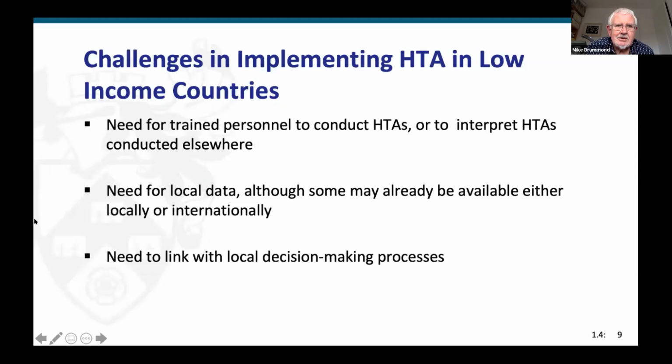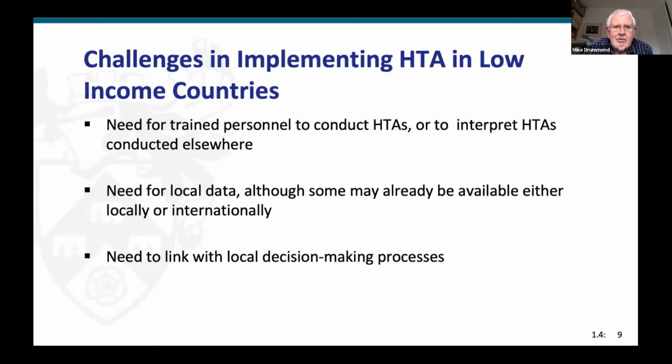Now, what are the challenges in implementing HTA in low-income countries? Well, obviously, one needs some trained personnel to conduct these studies, or probably more importantly sometimes, to interpret HTAs that have been conducted elsewhere. I think all countries, although they may do their own studies, they also want to use studies that have been done in other countries. Obviously, countries differ a lot, but there's always something you can learn, I think, from an existing HTA. And one skill might be to interpret these for applicability in the local setting.